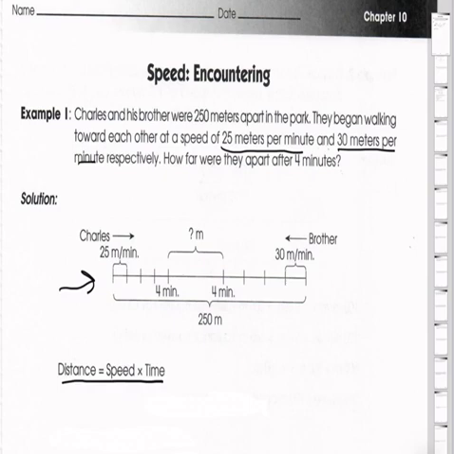So we know that Charles is right here and his brother's on the other side, 250 meters apart. They begin walking towards each other, and they each have their own speeds. Charles travels a certain distance in 4 minutes, and his brother also travels a certain distance in 4 minutes. Now, we need to find out how far apart they are, this unknown, and we're just going to call this question mark S. So let's dive straight into it.